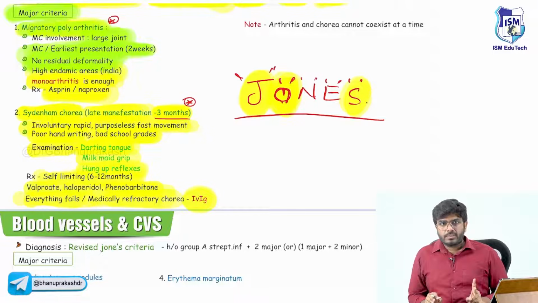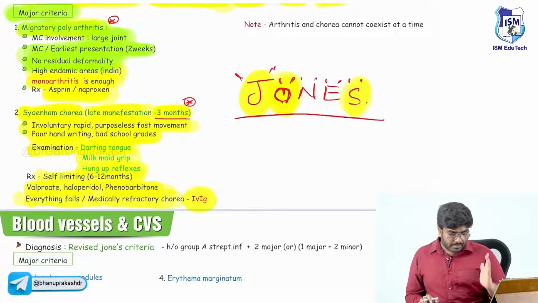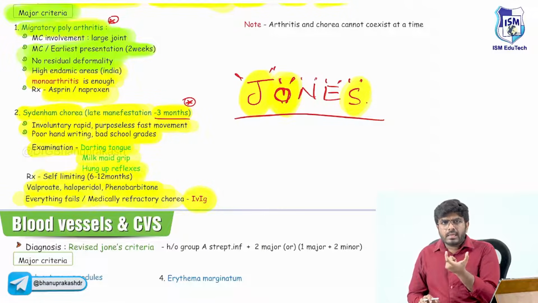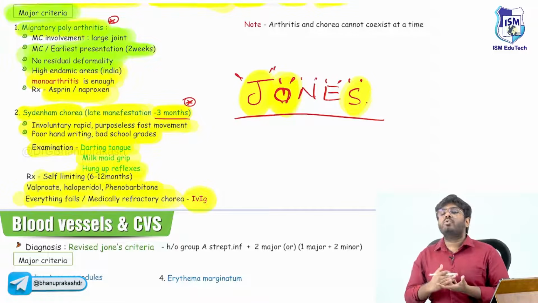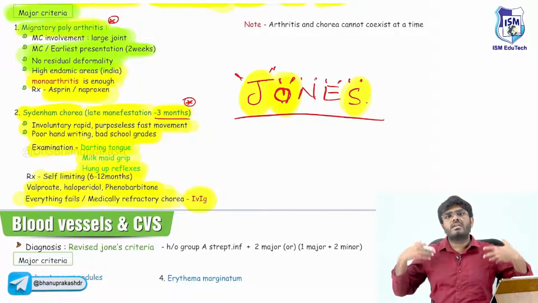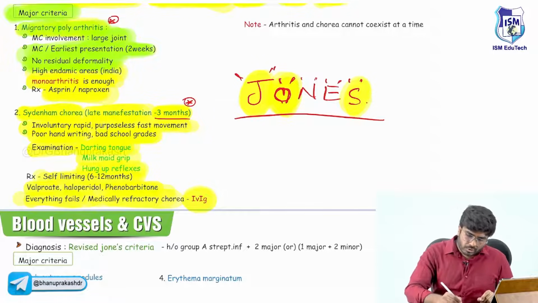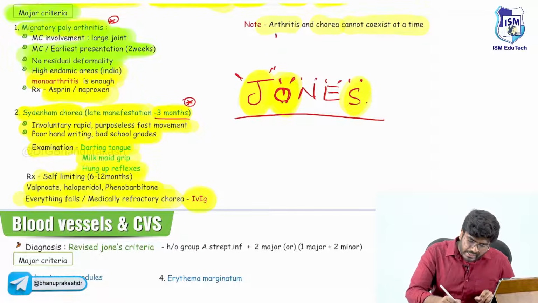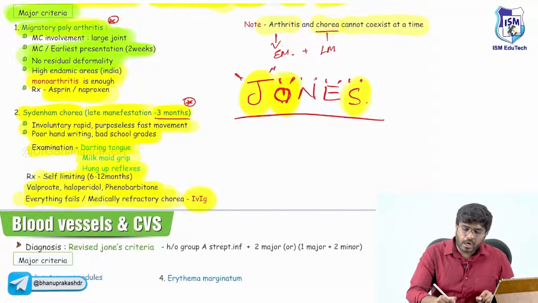Now, very important MCQ. The first manifestation to occur is migratory polyarthritis. The last manifestation to occur is Sydenham's chorea, sir. One is after 2 weeks, the other is after 3 months. So do you think both these clinical features are going to be present at the same time? No. By the time Sydenham's chorea develops, the arthritis is already resolved, sir. Okay, so arthritis and chorea cannot coexist at a time. Why? Because arthritis is the earliest manifestation and chorea is the late manifestation. They are not going to be seen together.